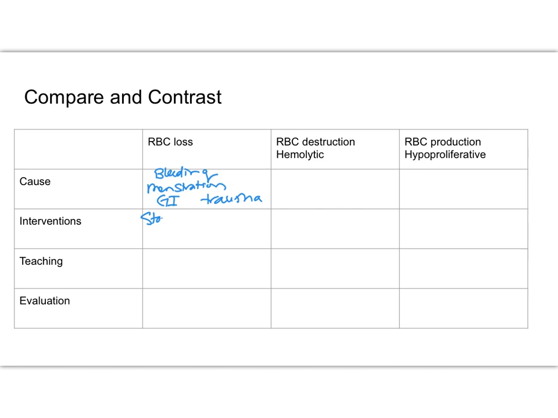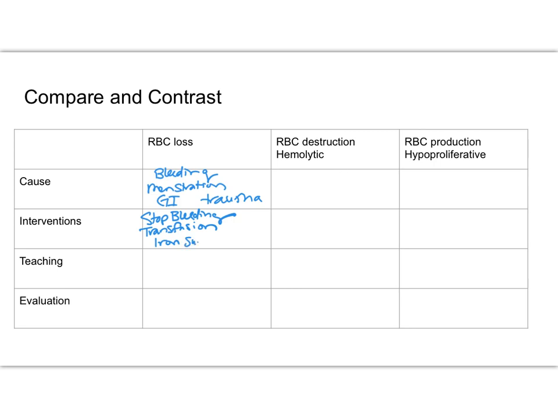Stop the bleeding. This is gonna help for all of those except for menstruation. Replace blood, so we might need transfusion. And I talked about with bleeding, we have that link to iron deficiency. So what else might be good for an intervention?